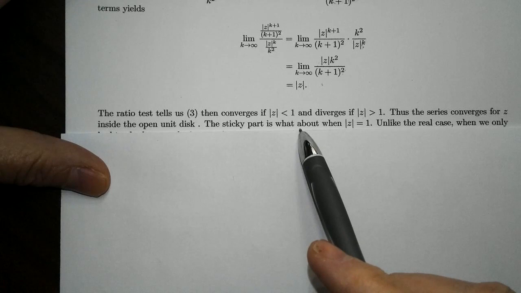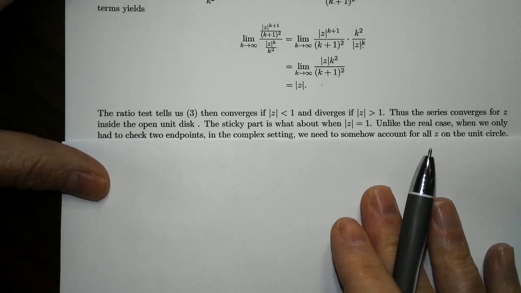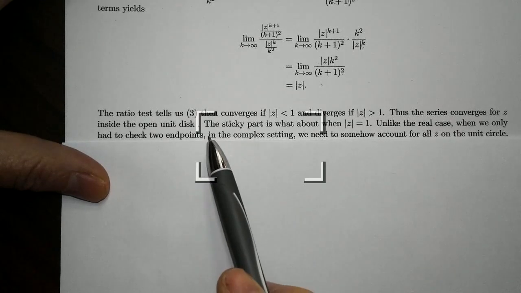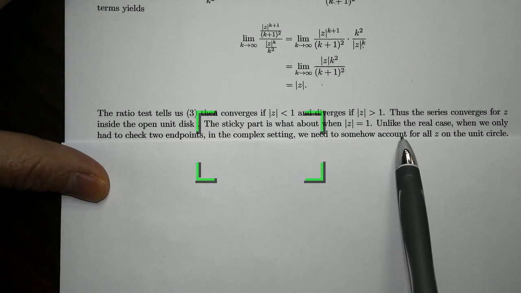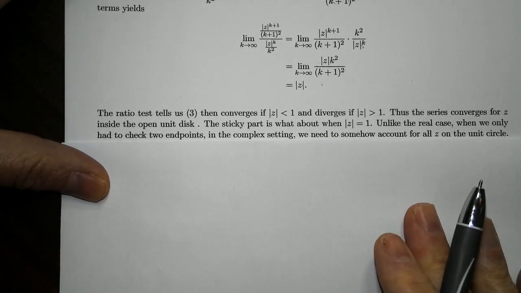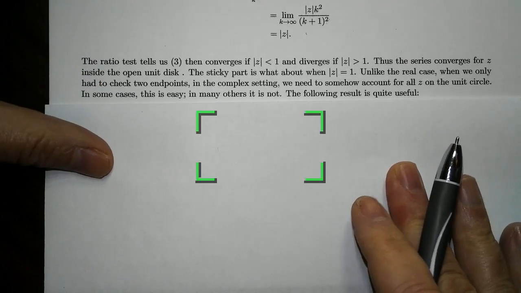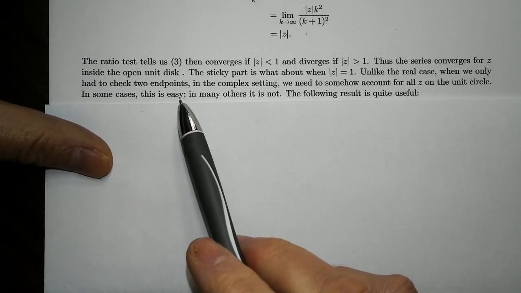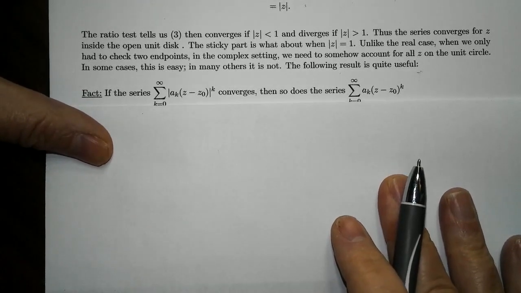Now here's the sticky part. That is when the modulus of z is 1. When we do the real power series, we only have to check 2 endpoints. But in the complex setting, we need to somehow account for all z on the unit circle. There's not just 2 endpoints, there's infinitely many points on the boundary of that circle, and that's where things get pretty tricky. But in some cases, this is easy, and so the following result is going to prove quite useful.